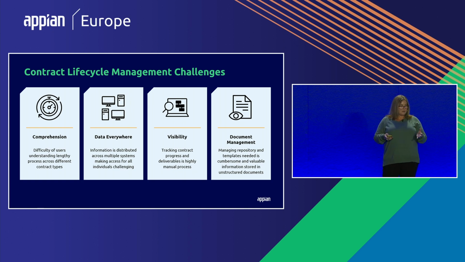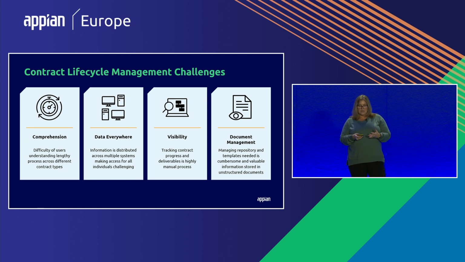There's also data everywhere. You may have it in an email, you may have it on a spreadsheet about when you need to do renewals. You don't have good tracking or visibility into what that could look like. And then once it's signed, how do you know what you're supposed to be delivering or what they're supposed to be delivering? How are you tracking that? How are you managing it?